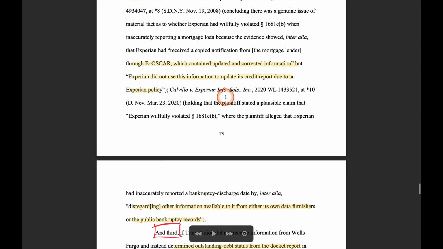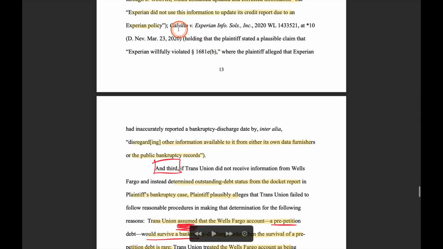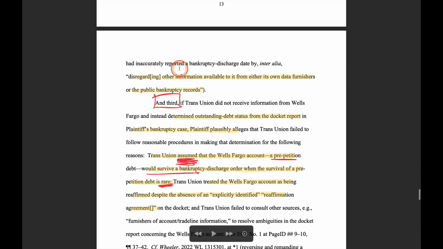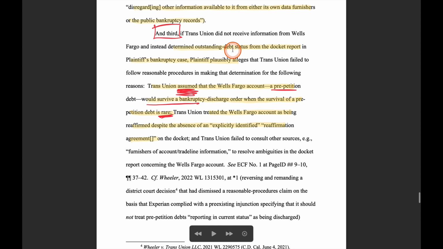Experian received copy notification through eOscar, which contained updated and corrected information, but they did not use that. That would be a violation. Here's the Calvillo versus Experian, plausible claim where plaintiff alleged Experian had inaccurately reported a bankruptcy discharge by disregarding other information. All right, third. Now here's the third alternative.